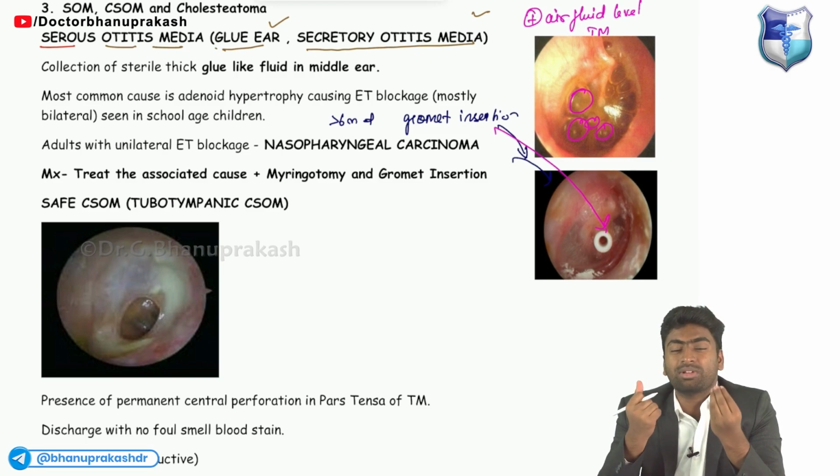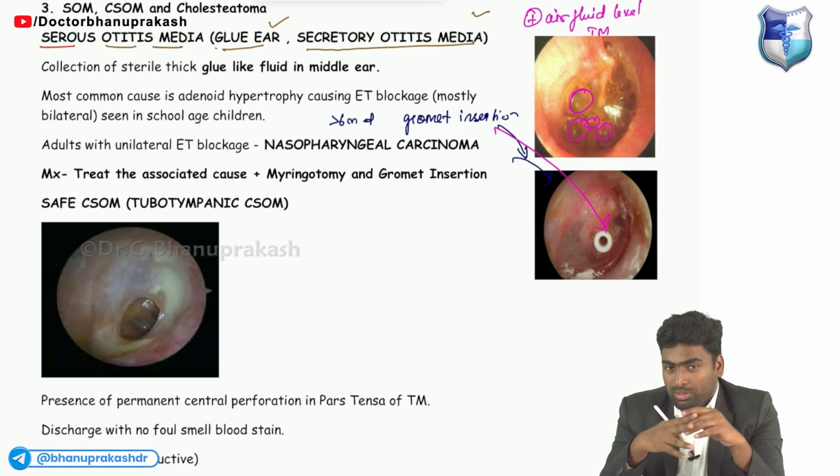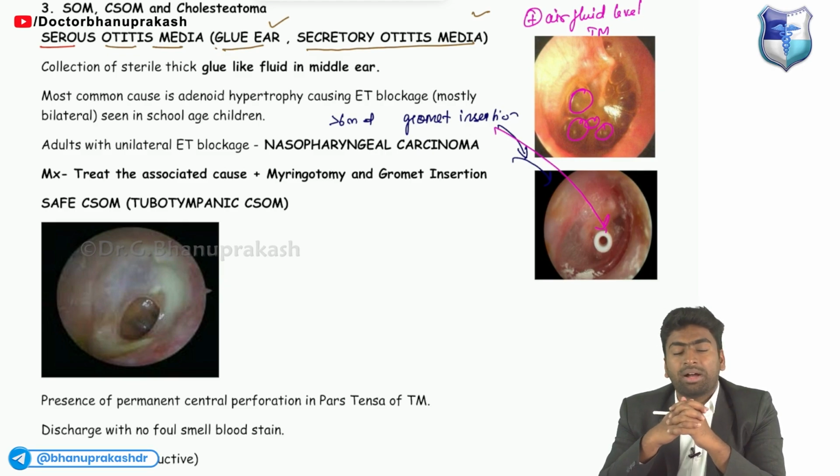Then we know it is happening because of adenoid hypertrophy. So in the case of children, if it is happening because of adenoid hypertrophy, फिर तब हम दो चीज करेंगे. एक adenoidectomy करेंगे. अगर adenoidectomy हो गया, then the glue ear will regress. If it doesn't regress, फिर उसके बाद will do grommet insertion.